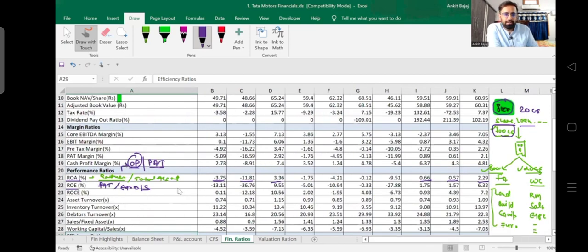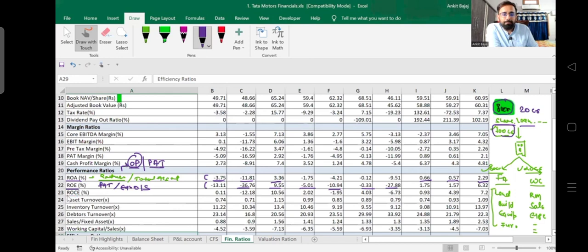So you can see the return on equity ratio is minus 13.1. Obviously, here we have found negative numbers. It shows that equity shareholders are not able to generate much profit. Here the figure is negative, so you have to be very careful before investing into the company. You have to take more risk if you're planning to invest into Tata Motors.